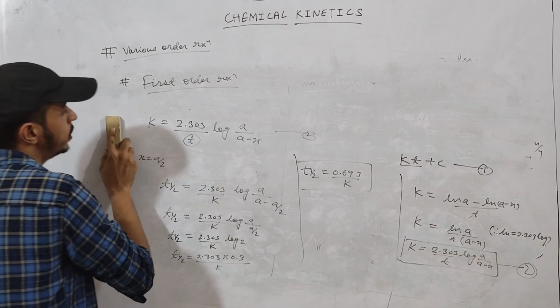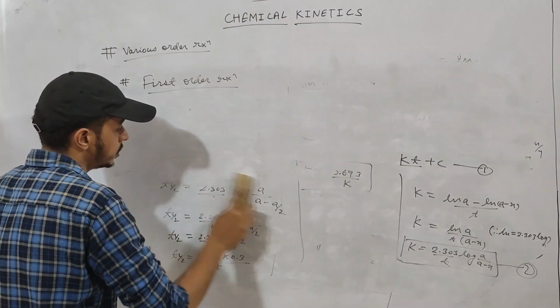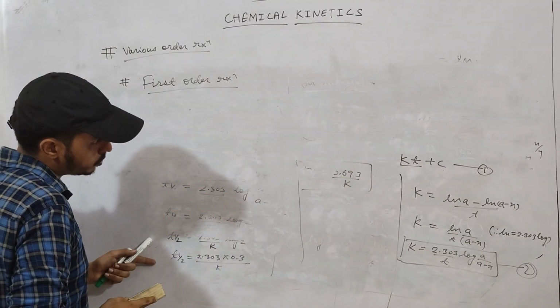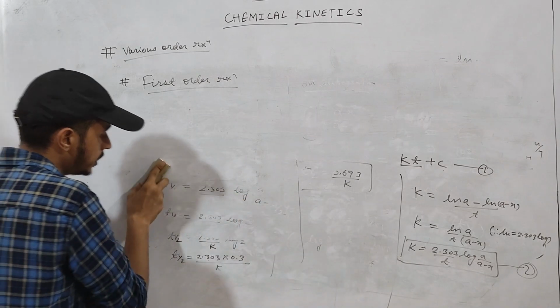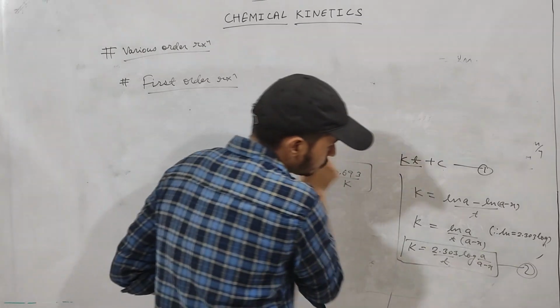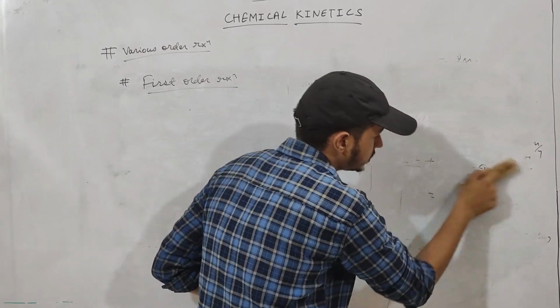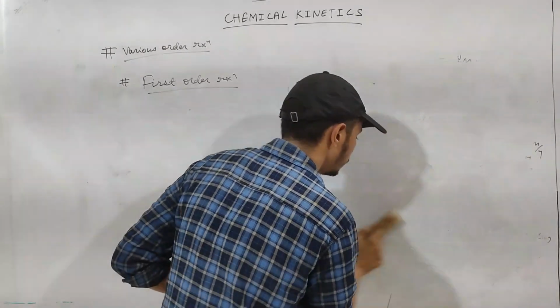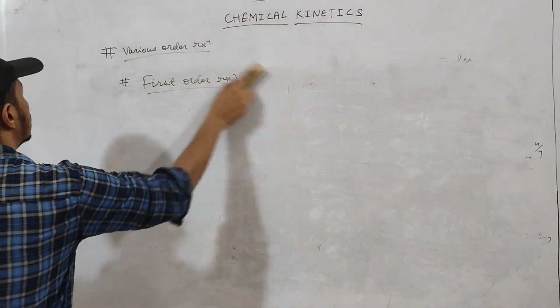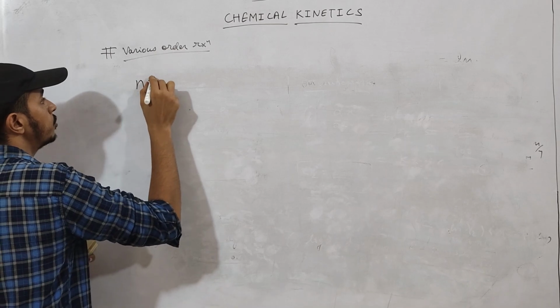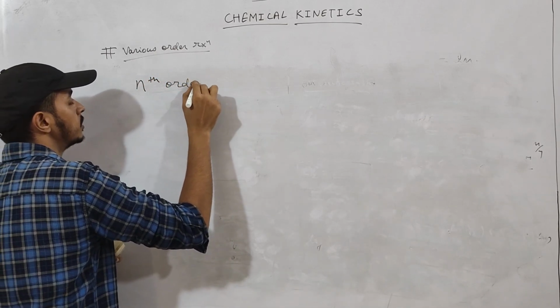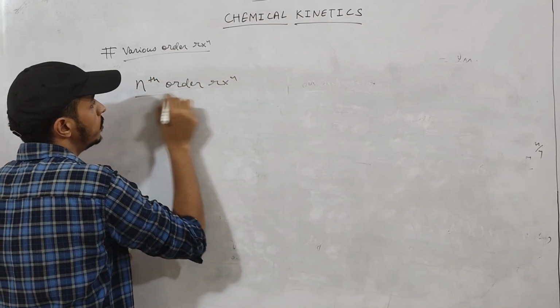So what about the nth order? We can calculate it directly, and we will not learn this complete process. This is only for the board, and if you are preparing for a competition exam, you have to learn the nth order. It will help you to calculate first, second, third, whatever order it will be. So for an nth order reaction, what will be the formula?